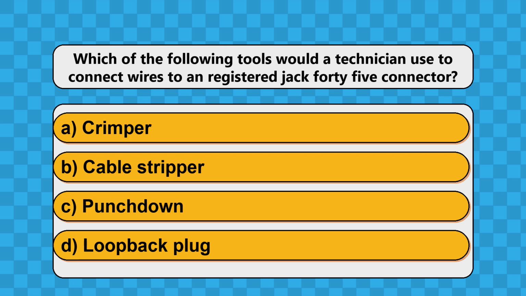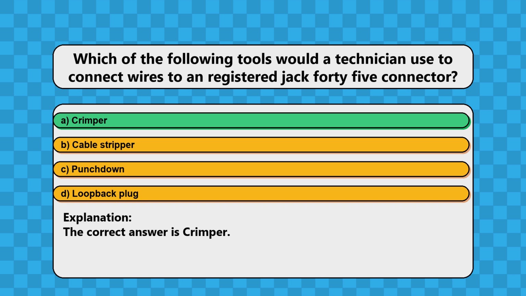Question 54. Which of the following tools would a technician use to connect wires to an unregistered Jack 45 connector? Option A, crimper. Option B, cable stripper. Option C, punch down. Option D, loopback plug. The correct answer is option A, crimper. The correct answer is crimper.